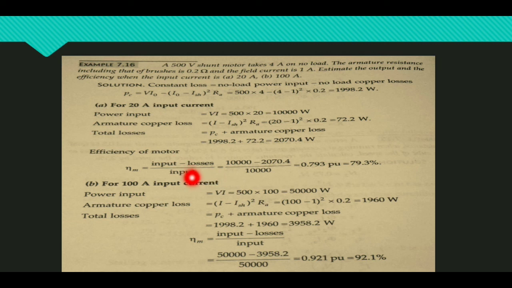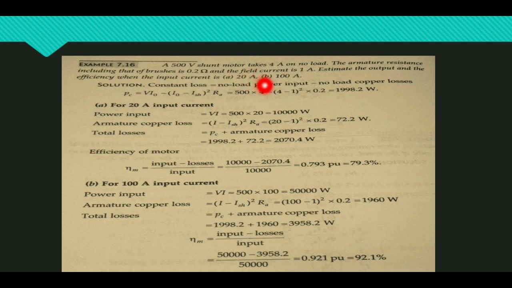we know that efficiency equals input minus losses divided by input, or output by input. Output means input minus losses. So the input is 10,000 watt power input, the losses are 2070.4 watt, so (10,000 minus 2070.4) by 10,000 equals 0.793 per unit, or in percentage that is 79.3%. Okay, that is for the 20 ampere supply current condition.